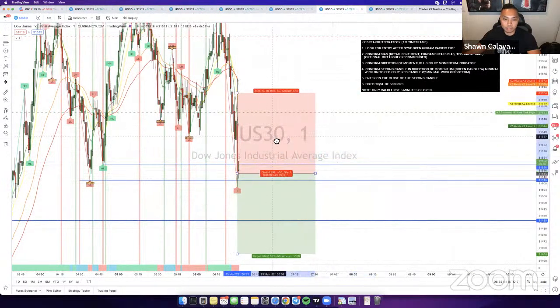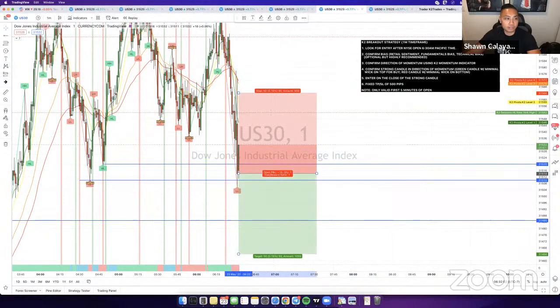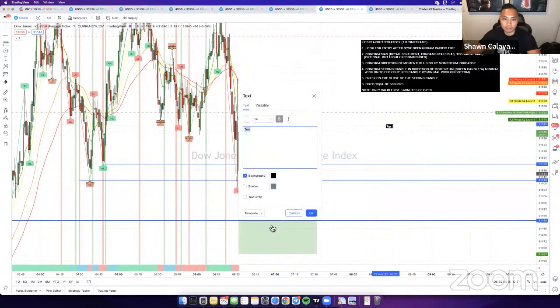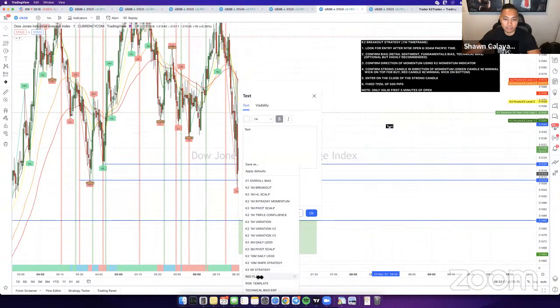So this is a breakout right here, guys. However, you can see that this candle here is very big. If you guys remember the red flags, I'm not going to enter the trade just yet. I'll probably wait for it to come back down.